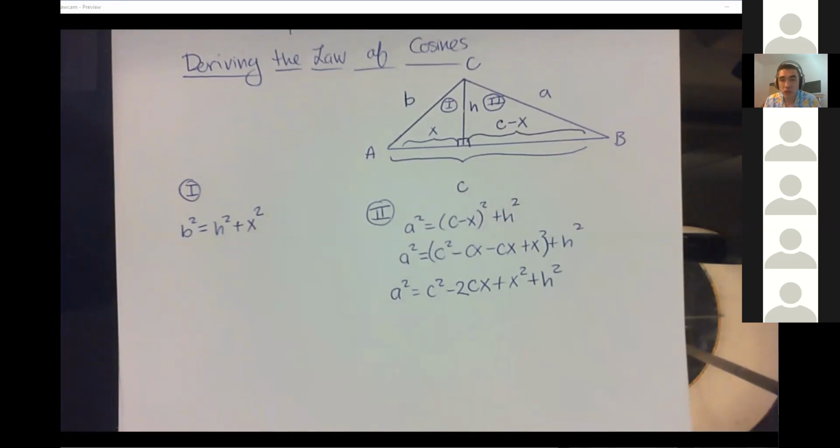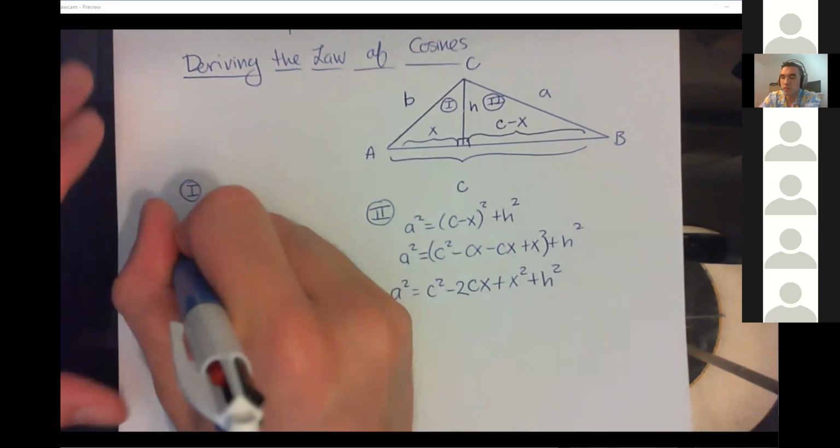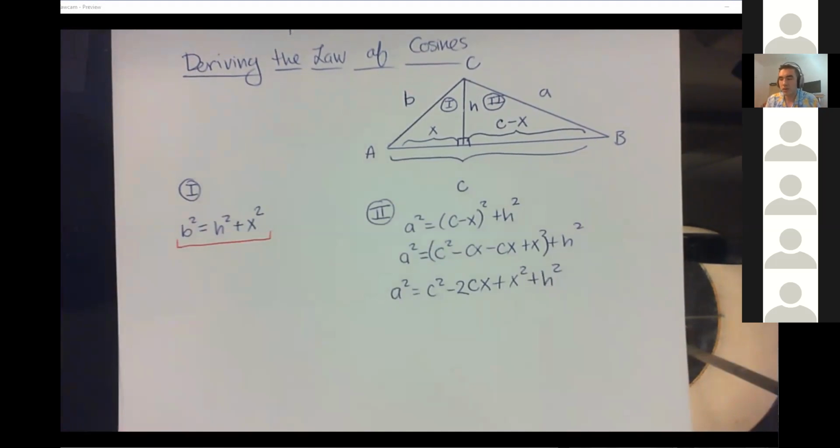Now, we have to keep in mind that H and X are not actually parts of our triangle. Those are intermediary variables. So in the end, they need to go away. So here's the first substitution that I'm going to notify you to. B squared is equal to H squared plus X squared. That's here on the left.